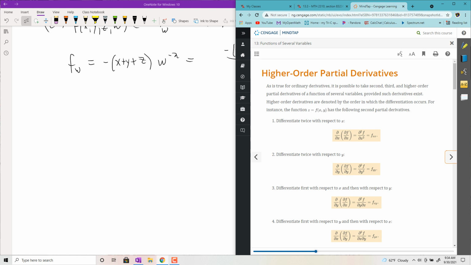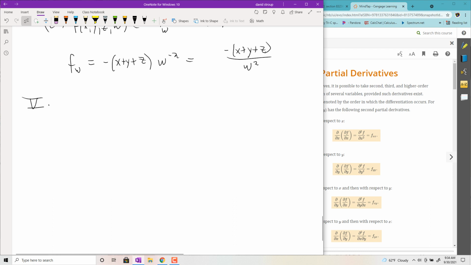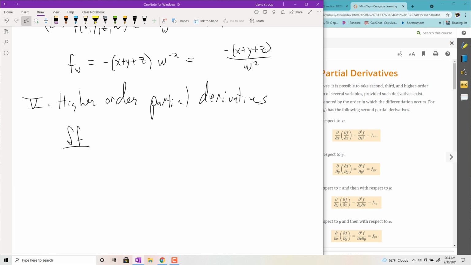Okay, so the one weird thing is maybe the notation. So this is section 5, I think. Higher order partial derivatives. So if I want to do the derivative with respect to x and then with respect to x again, it'll be like this. So here's the derivative of f with respect to x. Then I'm taking the derivative of that with respect to x. So the way I would write that would be curly d squared f all over dx squared.